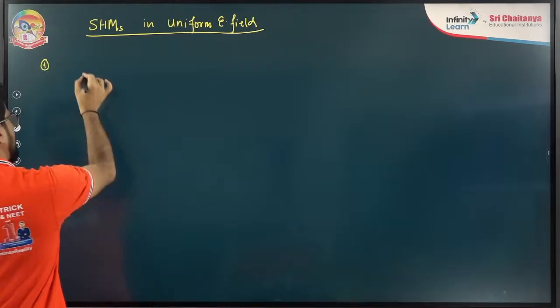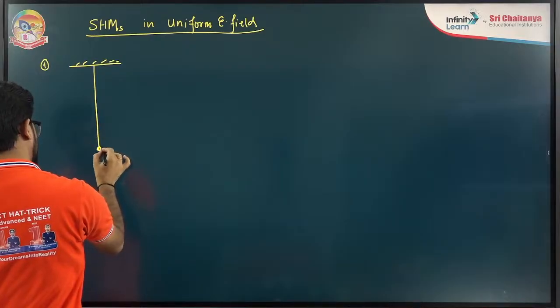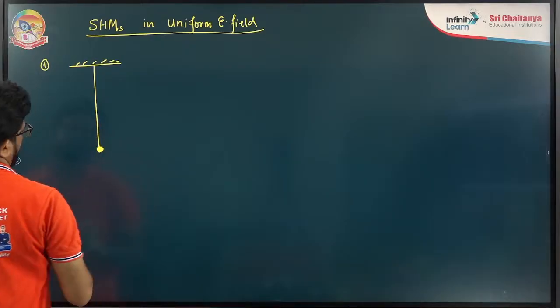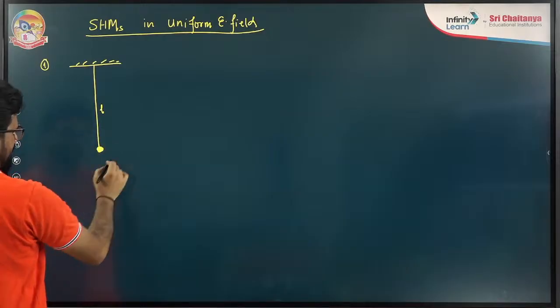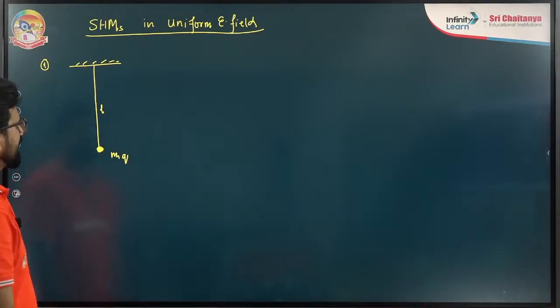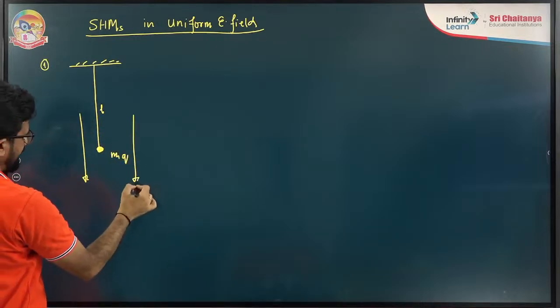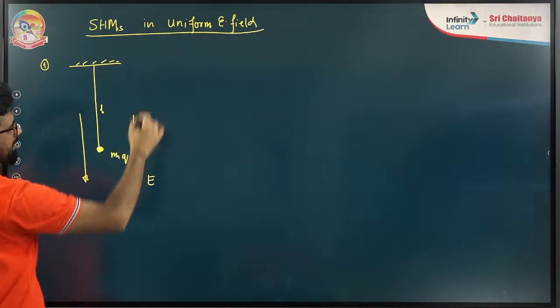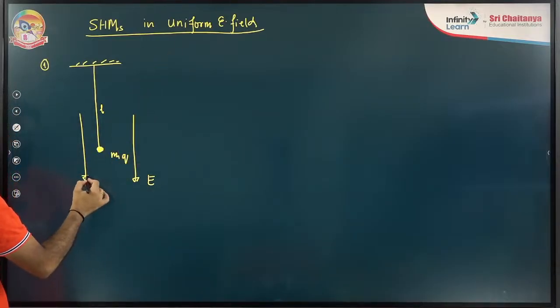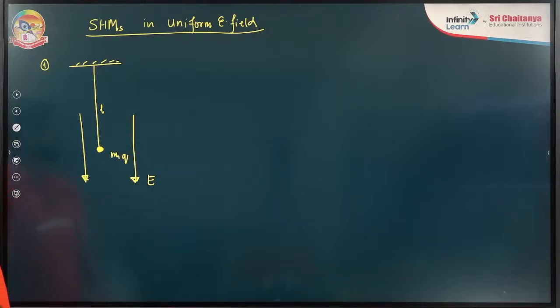Very first question. Suppose there is one particle. This is a bob, and this length is L of a string. The mass is M and the charge is Q. If this is hanging and there is a constant uniform electric field applied in the vertically downward direction, that is equal to E.